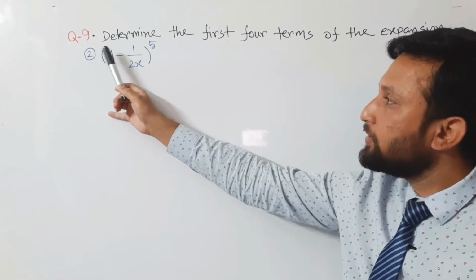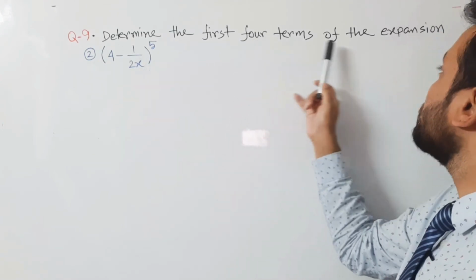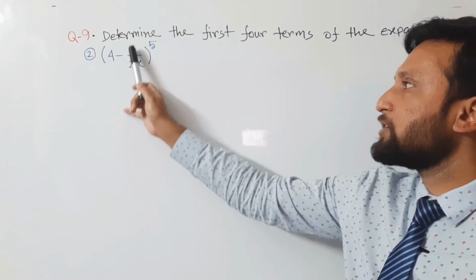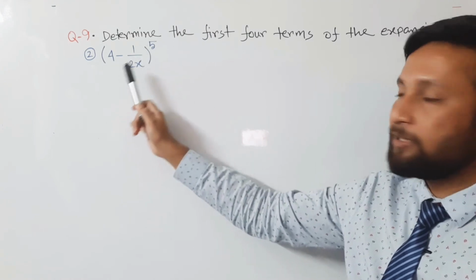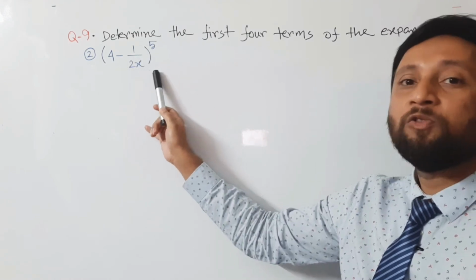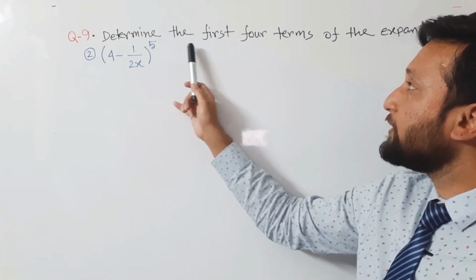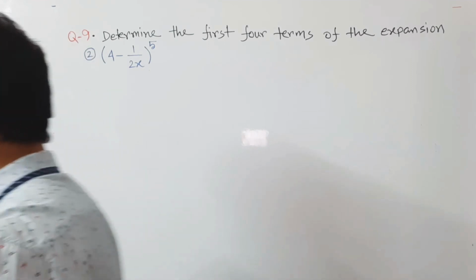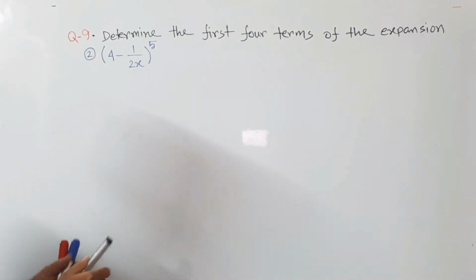Question number 9. Determine the first 4 terms of the expansion. The second question is (4 minus 1 by 2x) to the power 5. That means in this binomial, we have to expand only the first 4 terms. So by using the binomial theorem, we can easily get the expansion.